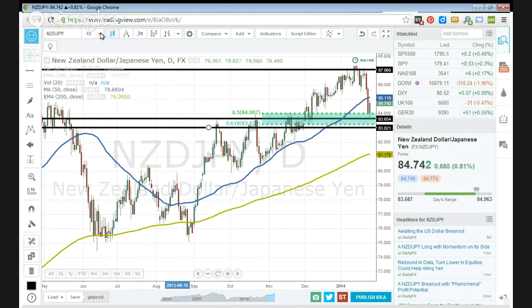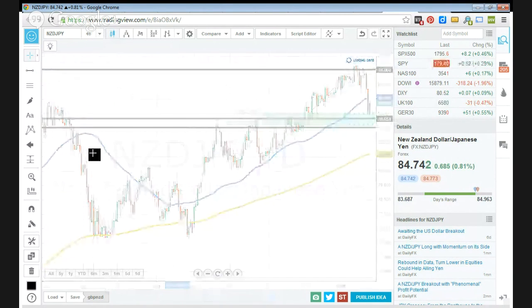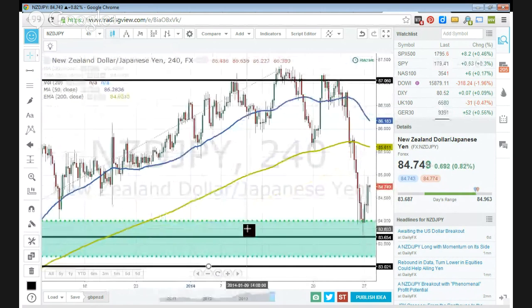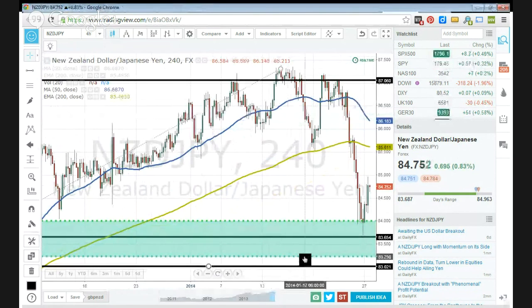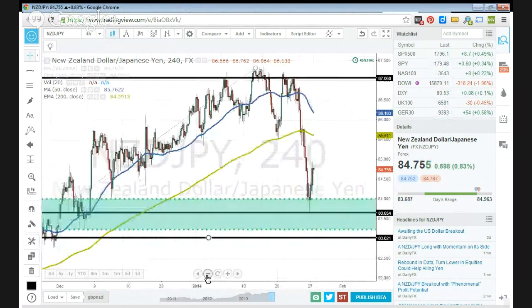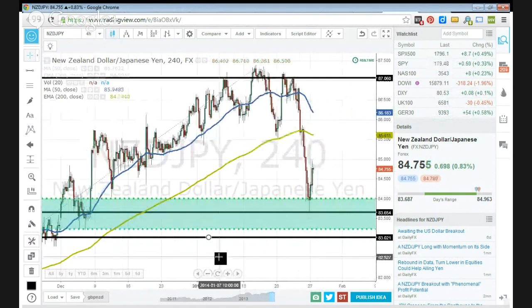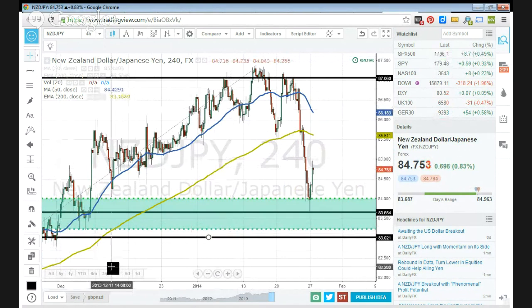Let's see what it looks like on the 4-hour chart, and zoom out a little bit. Okay, so I'm expecting this level to hold. I think this is a good 83.02, because this support level is what we're really expecting to hold. Here's another one at 83.24. That should hold. And 83.02, so I think that's reasonable.